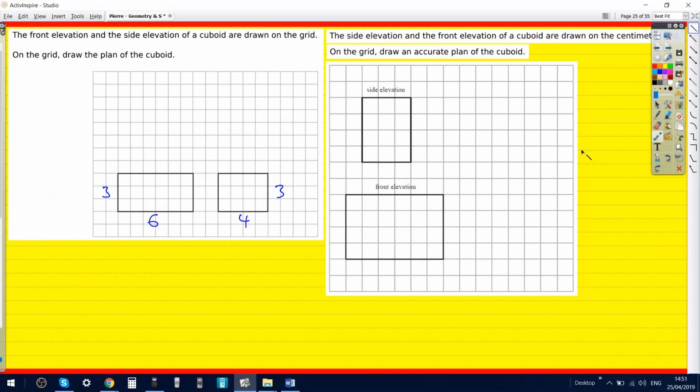So 4 and 3 is the side elevation. Let's say 3 and 6 is the front, and 4 and 3 is the side. So the 3 matches up with the 3, and the other one is 4. Each of those is a rectangle that is 3 by 4.